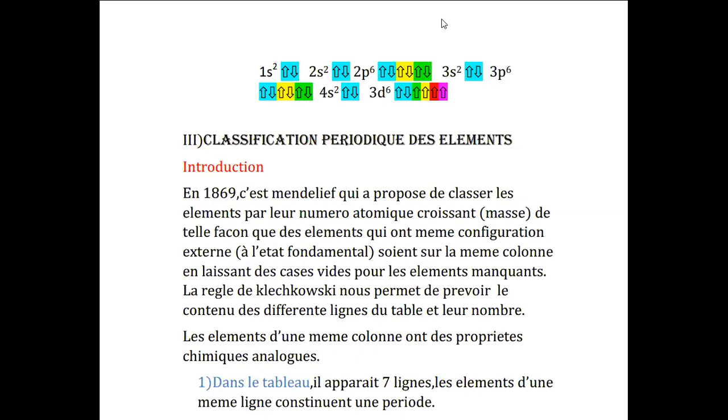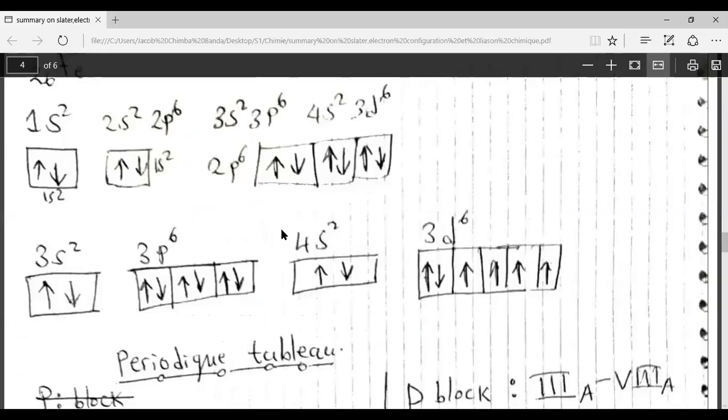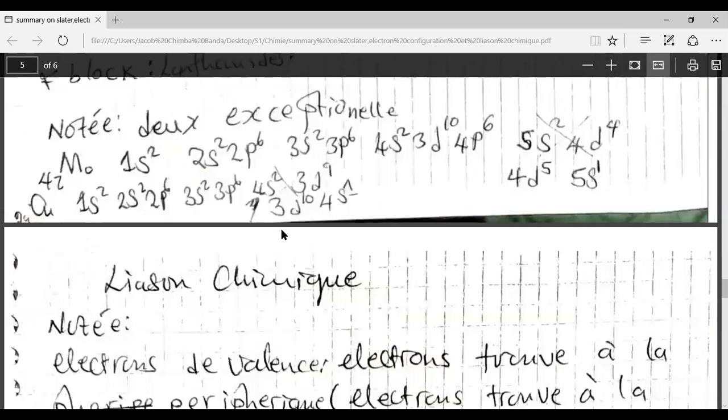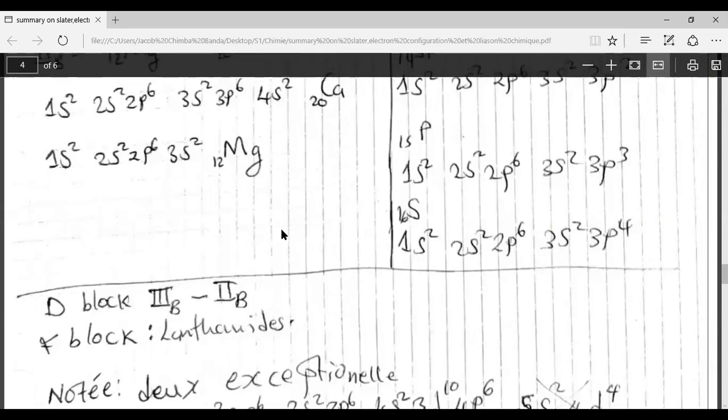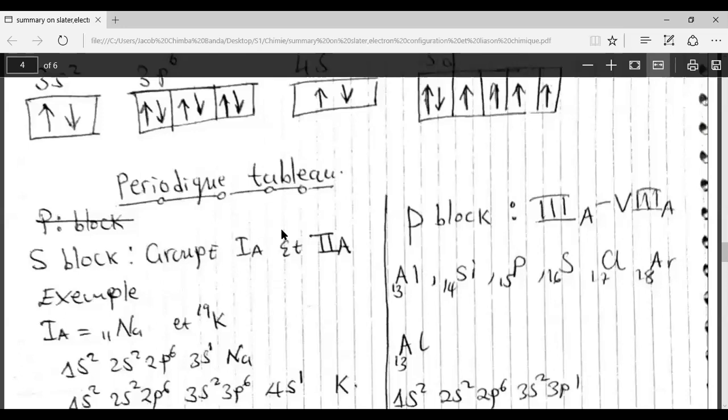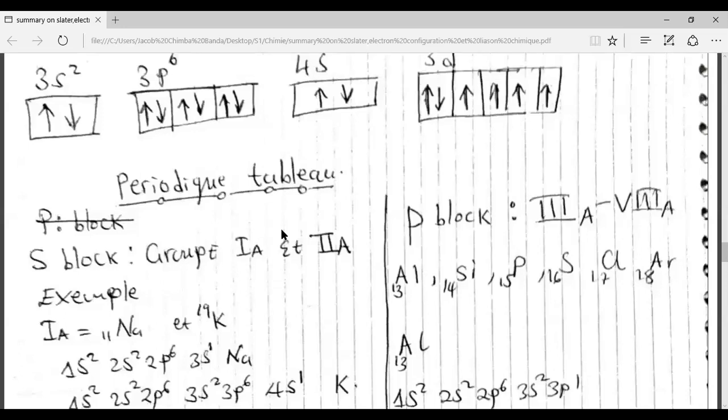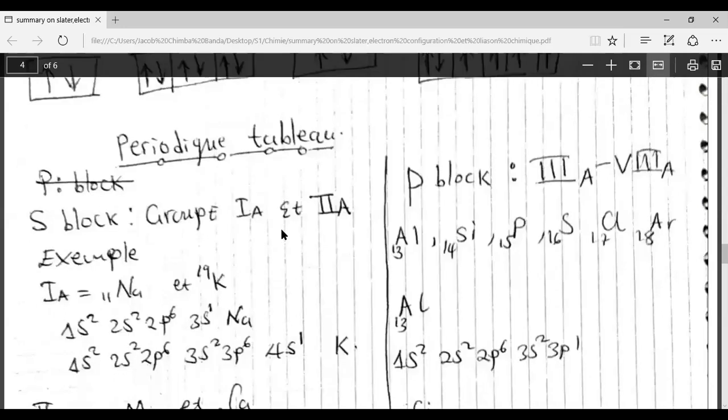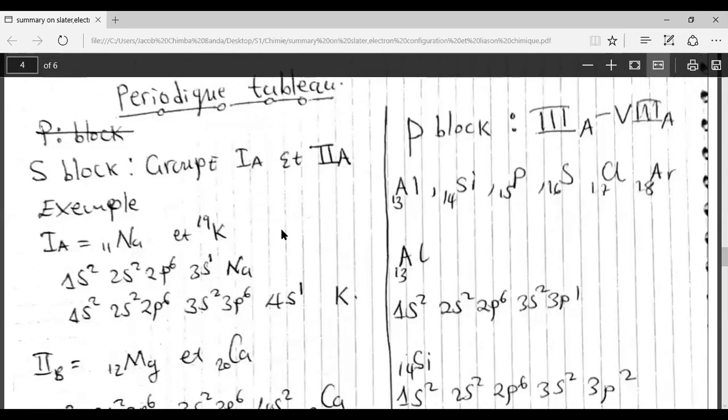Then the periodic table, I said you won't do it. But there's something which is important, just a small part, which is important. When I say S, P, D, and F, these are actually the blocks of the periodic table.